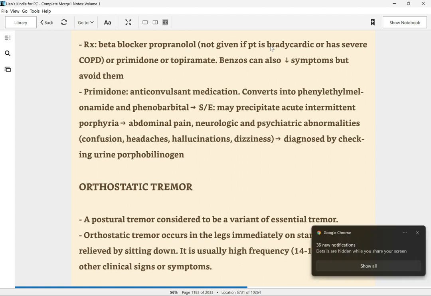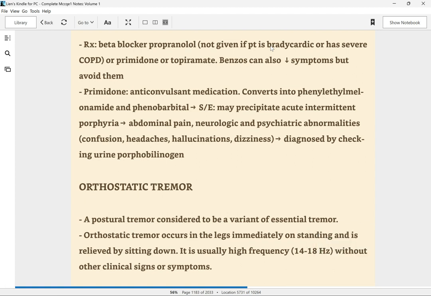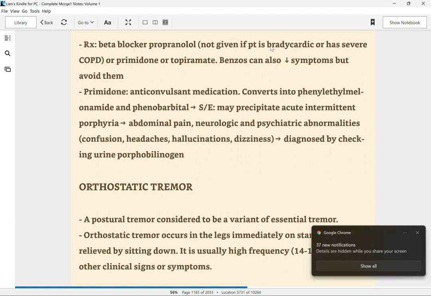Leading to abdominal pain, neurologic and psychiatric abnormalities, confusion, headaches, hallucinations, dizziness, diagnosed by checking urine porphobilinogen. Orthostatic tremor, a postural tremor considered to be a variant of essential tremor. Orthostatic tremor occurs in the legs immediately on standing and is relieved by sitting down.